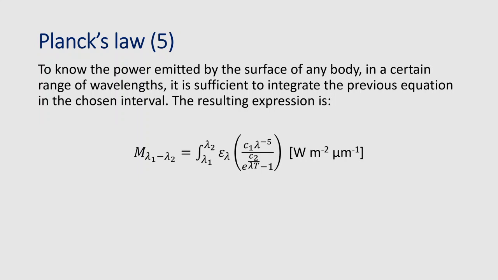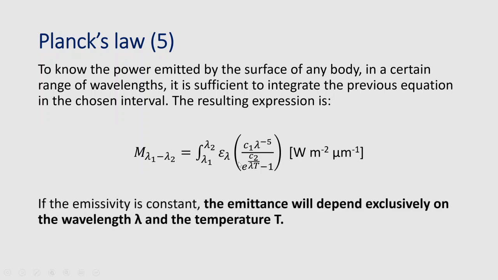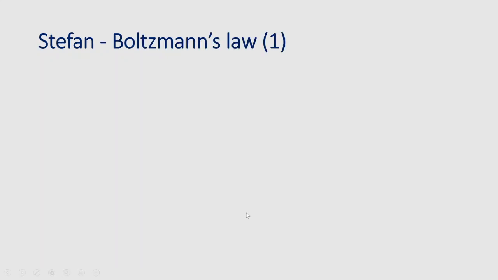That is very important, of course, in our case. You can understand that, because in order to understand how our Earth's surfaces are reflecting energy, we need to know how much energy is emitted by the sun. All right? So, if the emissivity is constant, the emittance will depend exclusively on the wavelength lambda and the temperature T, as we mentioned before in the other slides. All right, so this is the Planck law.